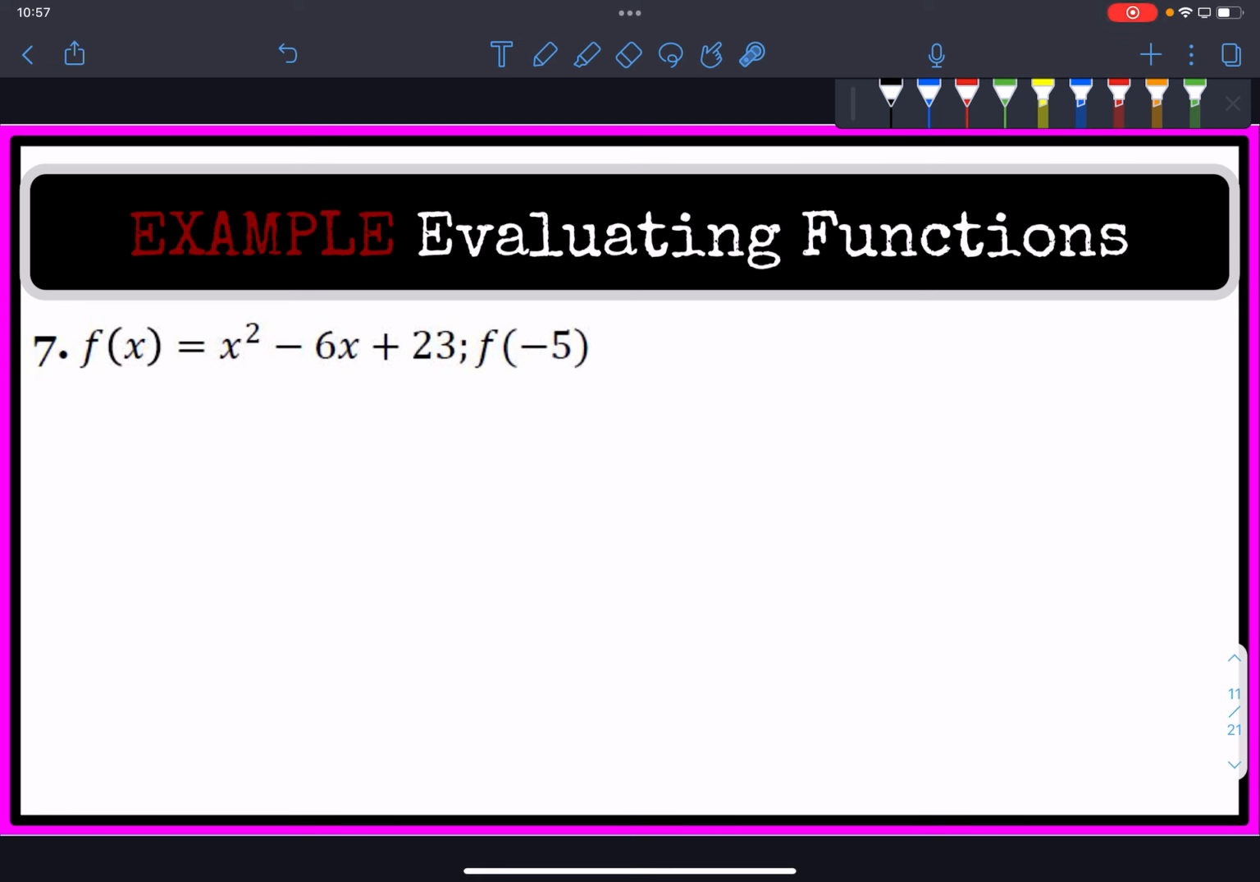Evaluating a function again simply means, as you see right here, we want to know what f of negative 5 is. So what we simply do is replace all of these x values with the number negative 5, because that's what I want to evaluate. I want to figure out what f of negative 5 is. So this is negative 5 to the second power minus 6 times negative 5 plus 23.